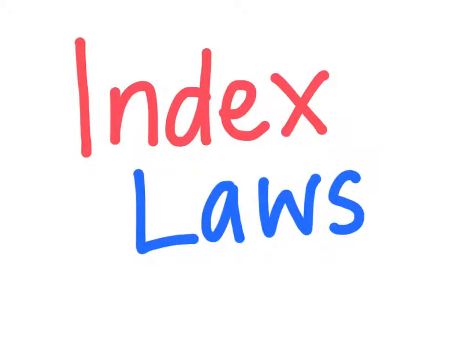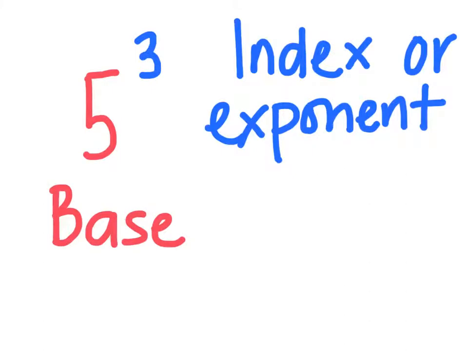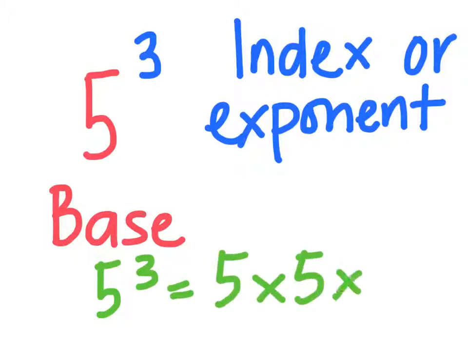In this video, we're going to look at the index laws. We'll start with a little bit of terminology. So if I'm looking at 5 to the power of 3, 5 is what we call the base and 3 is what we call the index or exponent. So 5 to the power of 3 can also be written in extended form, which is 5 multiplied by 5 multiplied by 5.